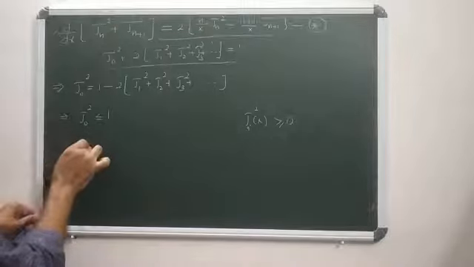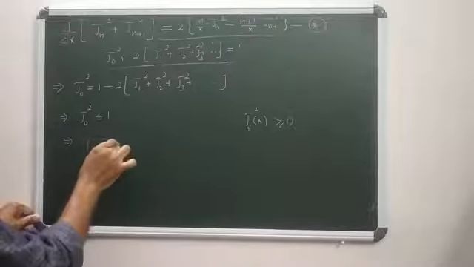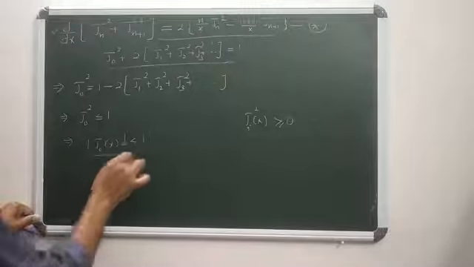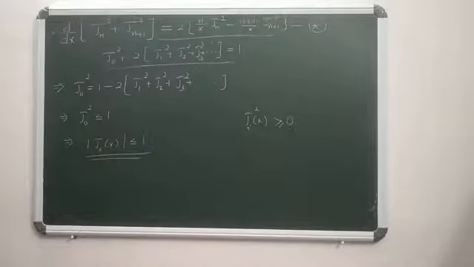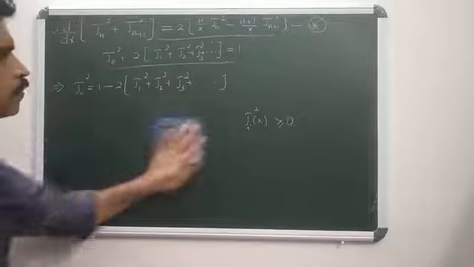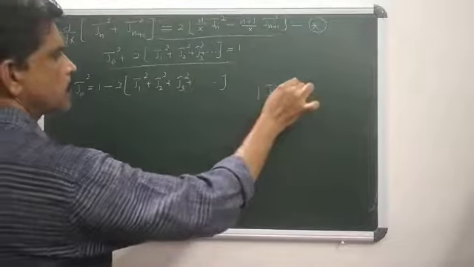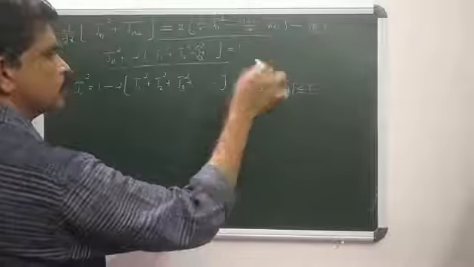J0 square less than or equal to 1 means modulus of J0 x is less than or equal to 1. Jp x being the Bessel function, when p equals 0, that's an integer, then modulus of J0 x is less than or equal to 1. Enough? Okay. So that's an interesting one. Modulus of J0 x less than or equal to 1.